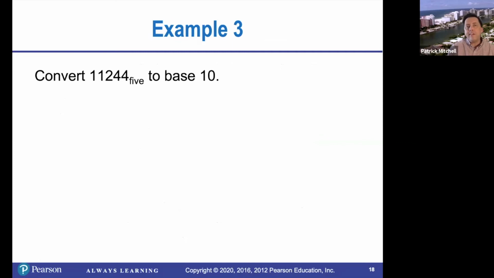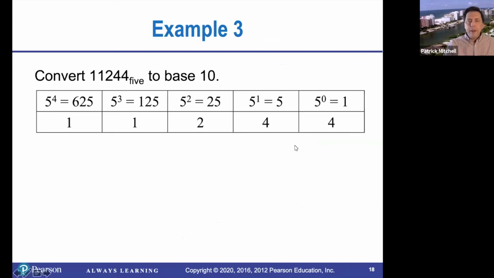All right, so in this example, we're going to convert 11244, base 5, into base 10. So this turns out to be pretty simple, as long as you understand base 5. In the base 5 system, instead of having ones, tens, hundreds, thousands, etc., you have ones, fives, 25s, 125s, and 625s. Notice that those are all powers of 5. So you set up this table.